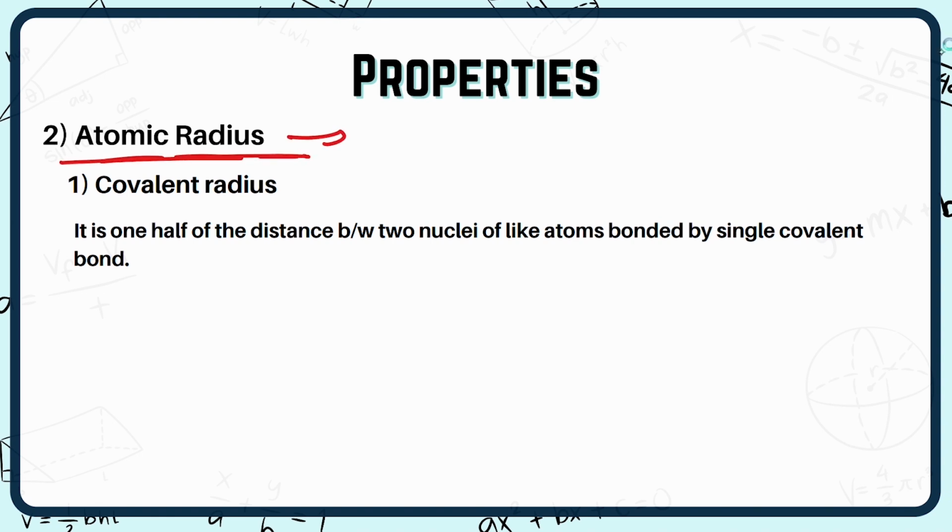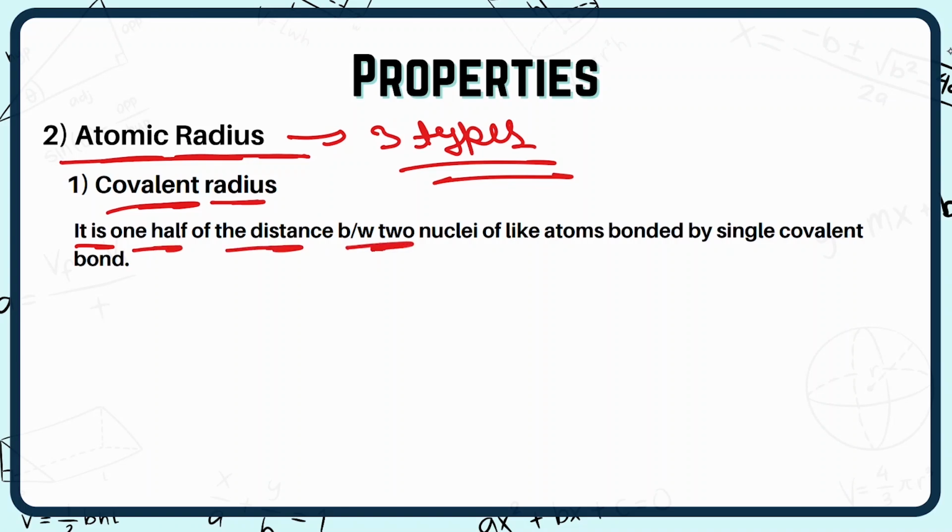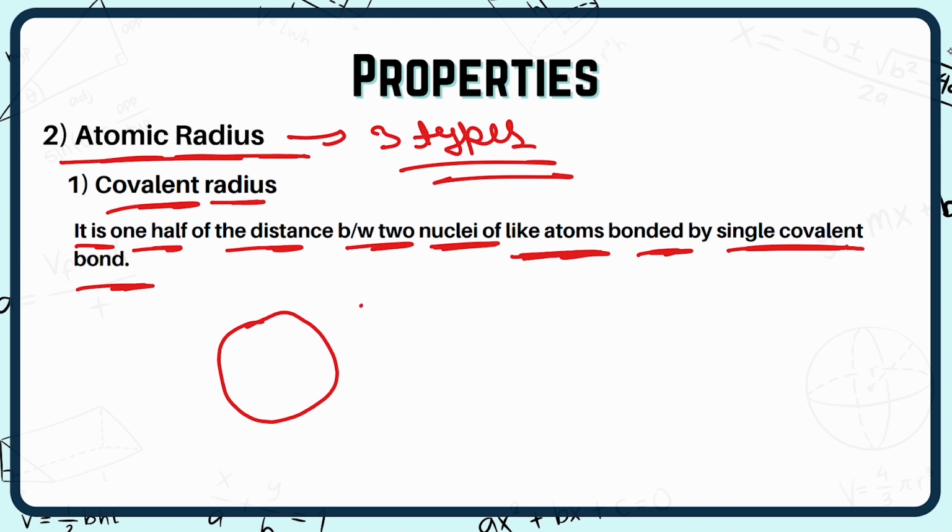Okay, so the second property that we have is atomic radius. This atomic radius is divided into 3 types. Okay, we have got 3 types of atomic radius. We'll study each one of them one by one. Let's start with the covalent radius. What is covalent radius? It is 1/2 of the distance between 2 nuclei of like atoms bonded by a single covalent bond.